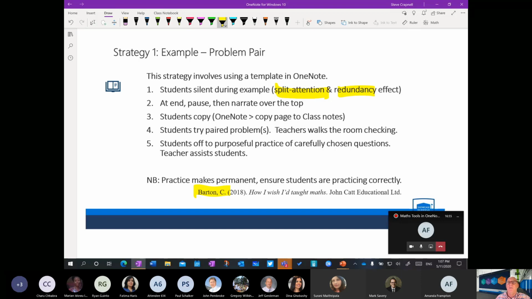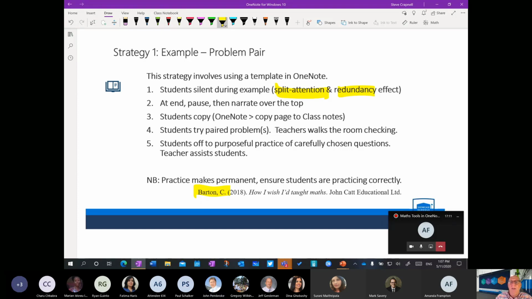The split attention occurs when students split their attention between multiple sources of information, and that results in extraneous cognitive load and impacts on the working memory. Okay, as I mentioned earlier, watching me write, listening to me, moving around the classroom, questions and answers.